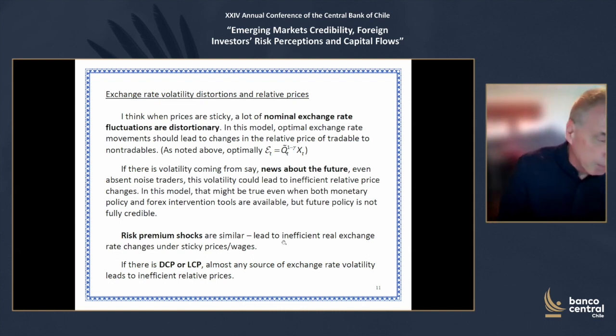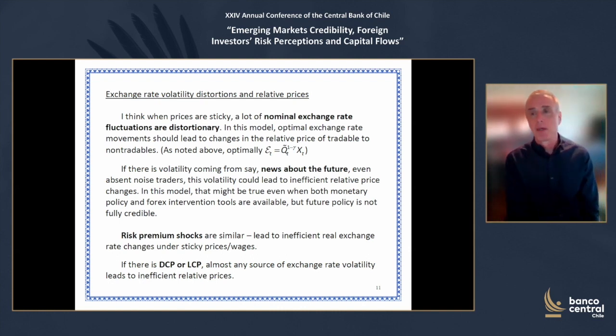Okay, let me just make a general point about exchange rate volatility distortions in relative prices. And this is a little bit off the topic of the paper, except it's in there. I mean, in general, even without noise traders, there's a problem when you've got exchange rate volatility. You want the exchange rate, as in this paper, to do the job of delivering the relative price of traded to non-traded goods that's desirable. But there's all sorts of ways in which exchange rate movements are getting in the way.